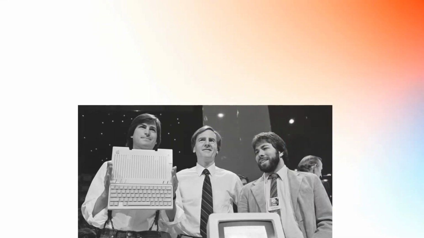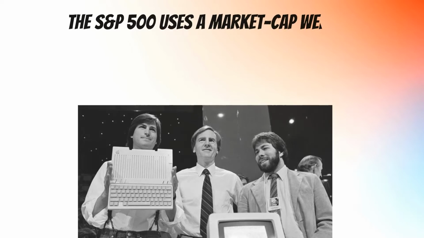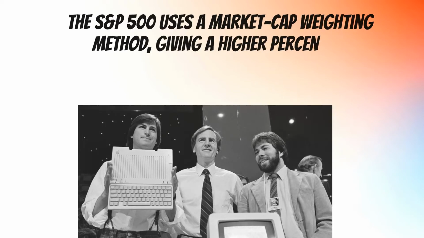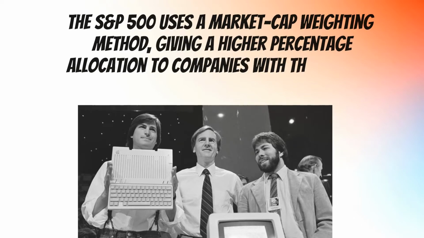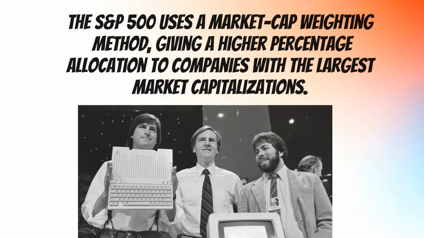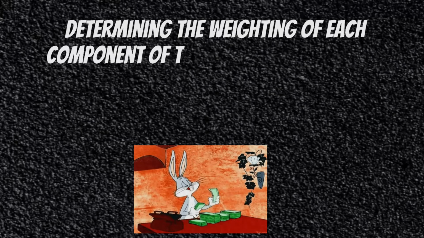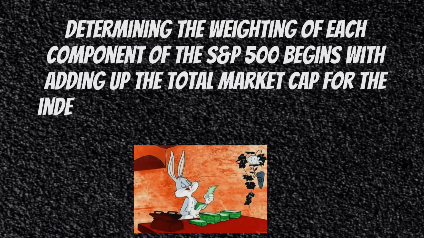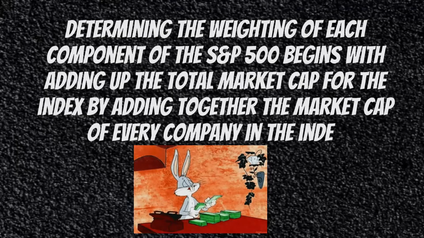The weighting formula and calculation for the S&P 500. The S&P 500 uses a market cap weighting method, giving a higher percentage allocation to companies with the largest market capitalizations. Determining the weight of each component of the S&P 500 begins with adding up the total market cap for the index by adding the market cap of every company in the index.